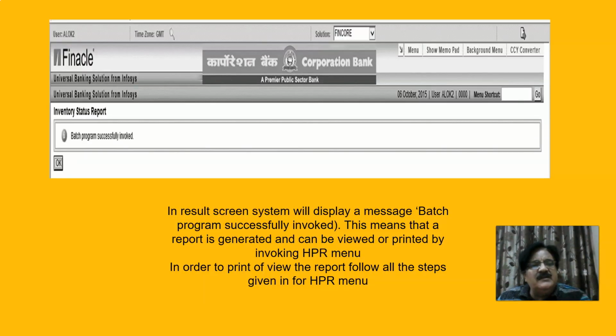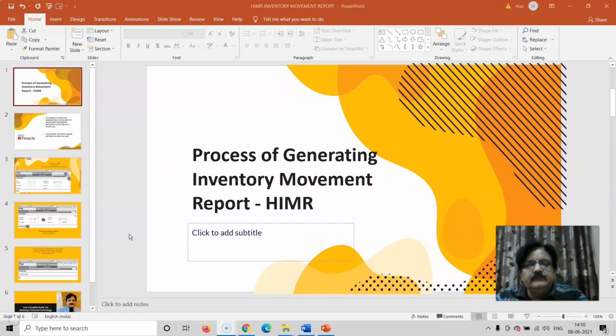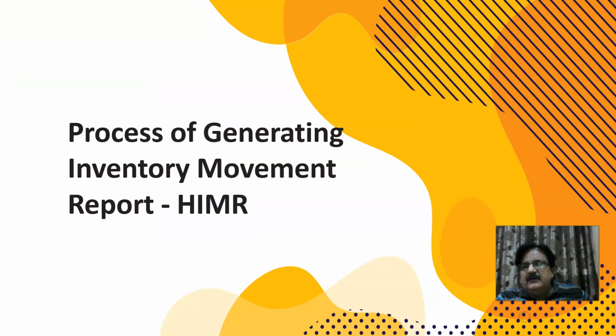So batch program successfully invoked means you can now run menu option HPR, and either view, generate or print a report once the batch program is over, right? Now next I'll show you one more option and then it will be over for all of inventory management. Now the process of generating inventory movement report, this you have to print by default, right? So HIMR is the menu option for printing the report, right? This may be required for audit purposes or for tallying of the inventory also.